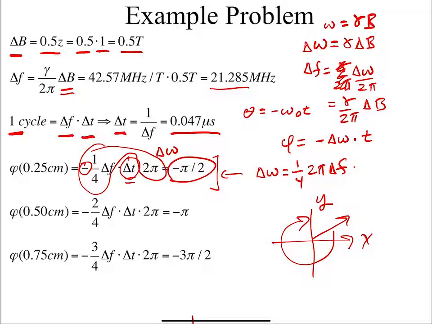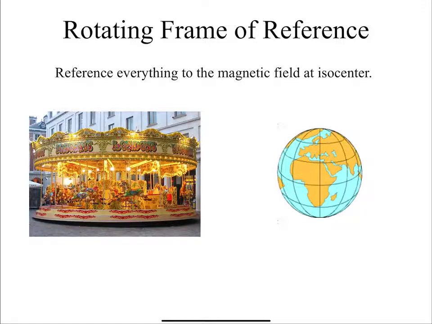All right? Okay, so I'm going to do an in-class exercise. And remember when we talk about rotating frame of reference, we're always saying that we're not going to worry about this overall precession. We're going to take out this common frequency that's going around and just worry about the relative difference between things. All right?